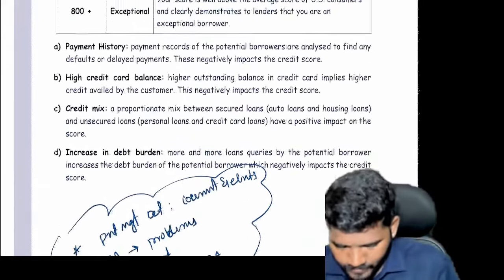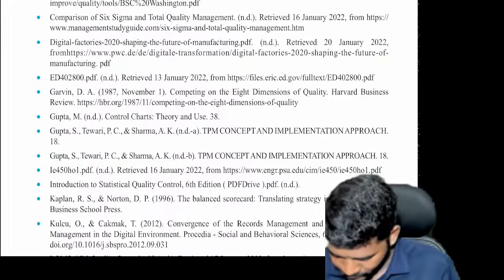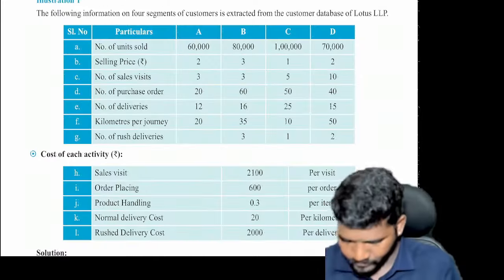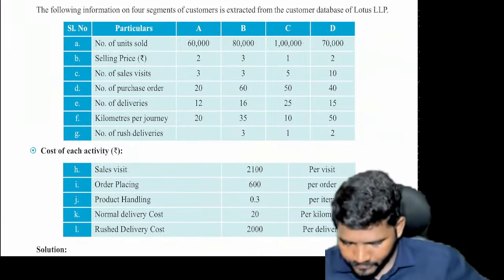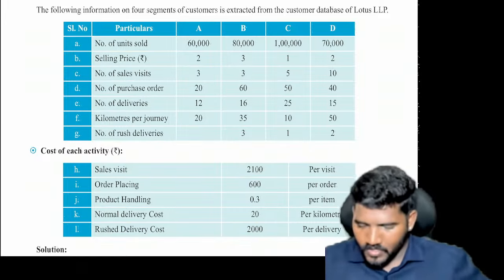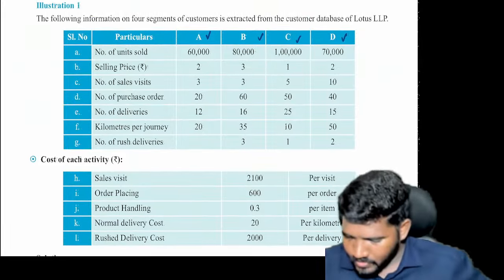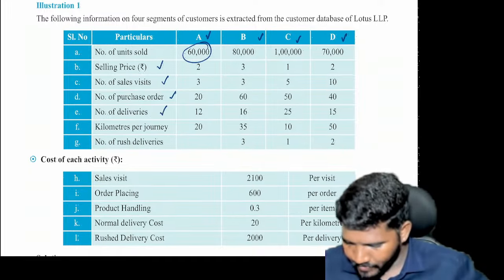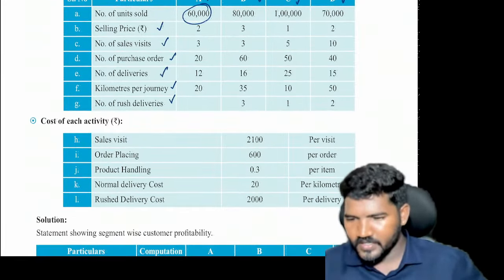Okay. Next, without delay, we start with our case study. See this case study. The following information on 4 segments of customers is extracted from the customer database of Lotus LLP. Particulars A, B, C, D: units sold, selling price, number of sales visits, number of purchase orders, number of deliveries, kilometers per journey, number of rush deliveries. So these are the units or time information.